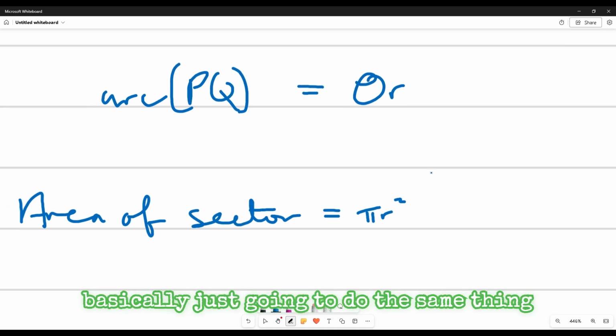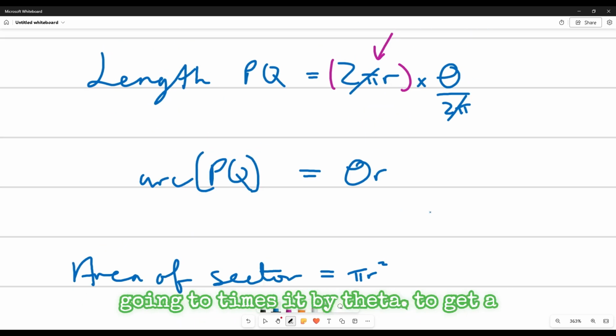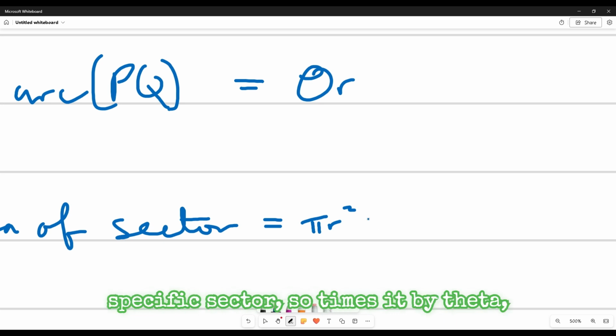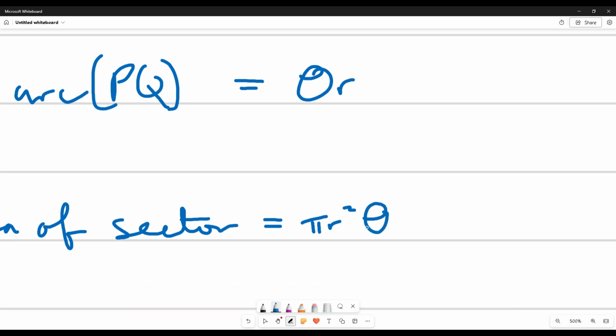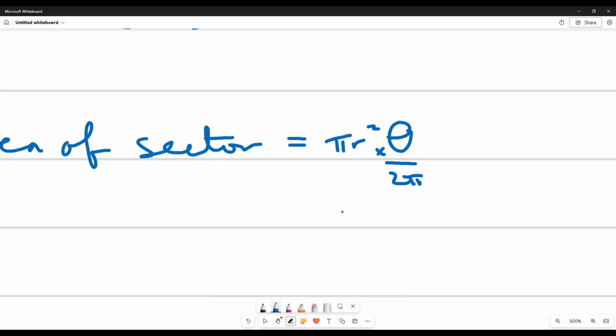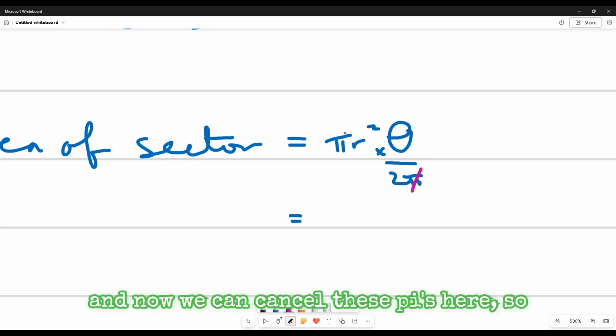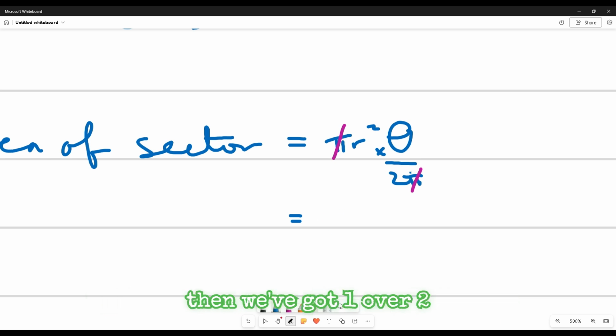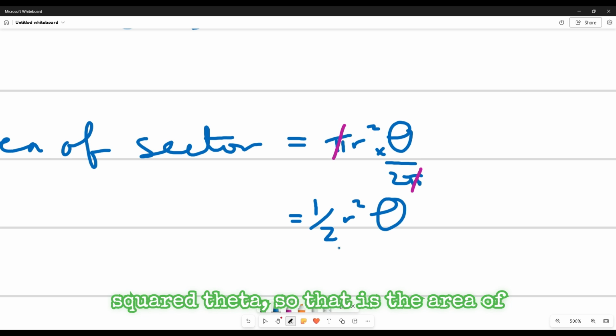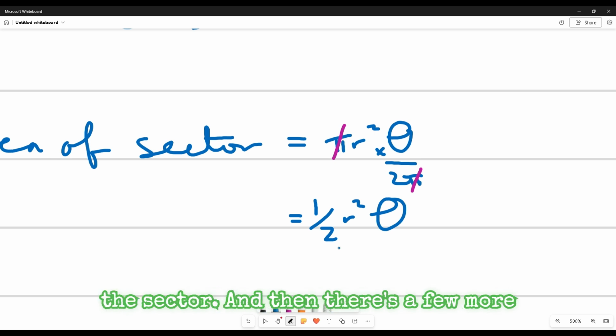And then we're basically just going to do the same thing as we did for the circumference. We're going to times it by theta to get the specific sector. So times it by theta, and then we also need to divide that by 2 pi to get in rads. And now we can cancel these pi's here. So then we've got 1 over 2 r squared theta. So that is the area of the sector.